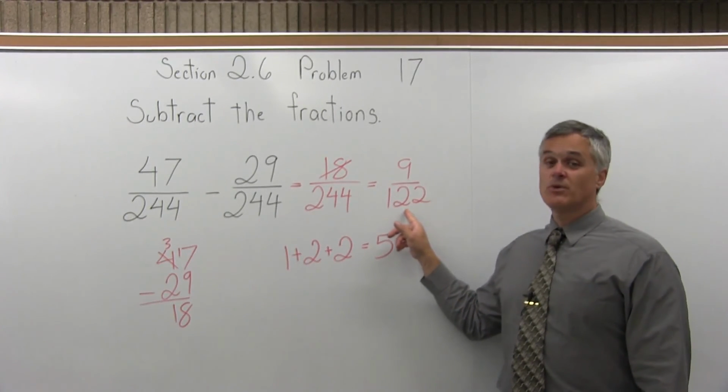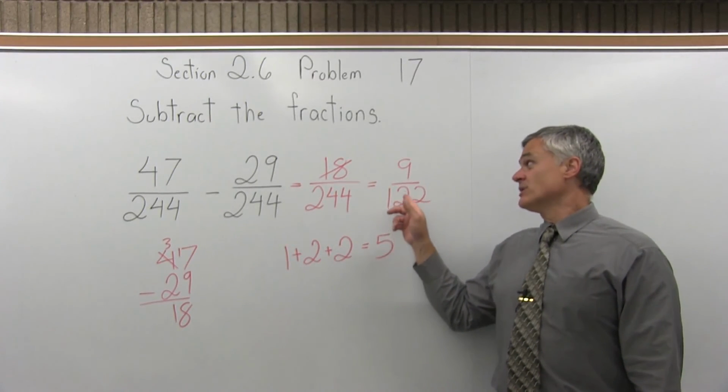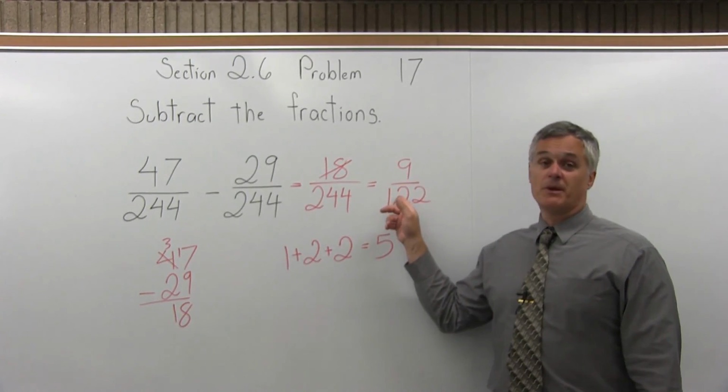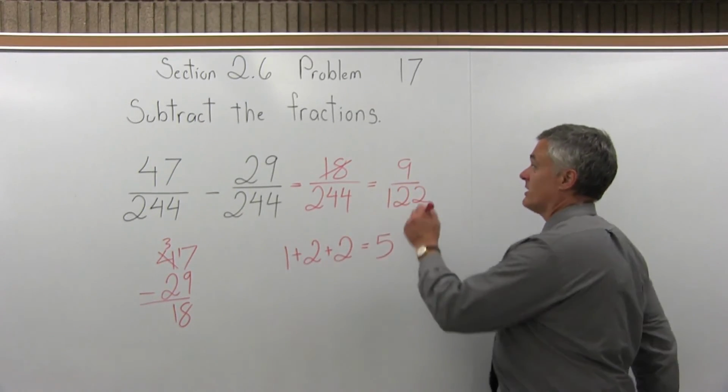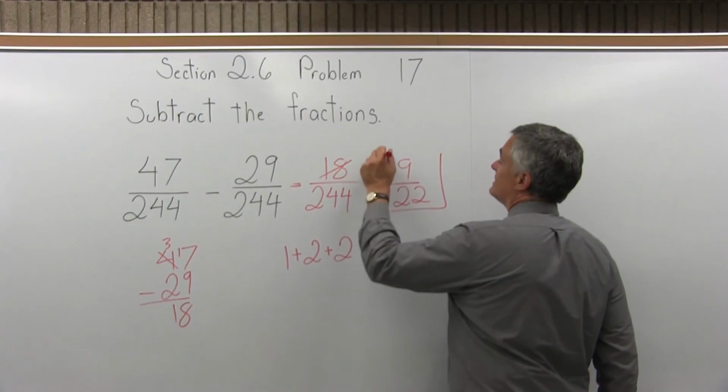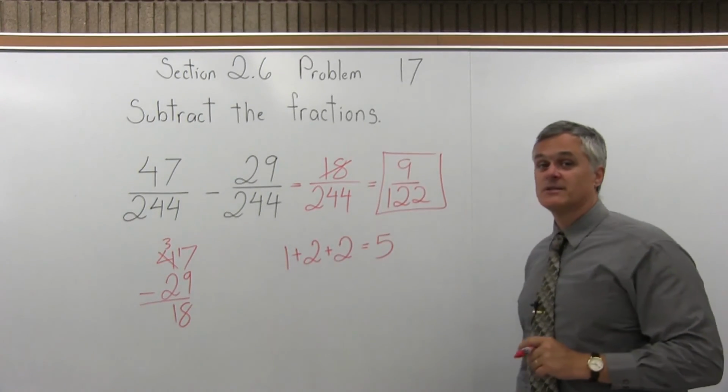So at this point, there's nothing else really to try that would divide into both the top and bottom evenly. So 9 over 122 is as reduced as our answer will get. That is the final answer.